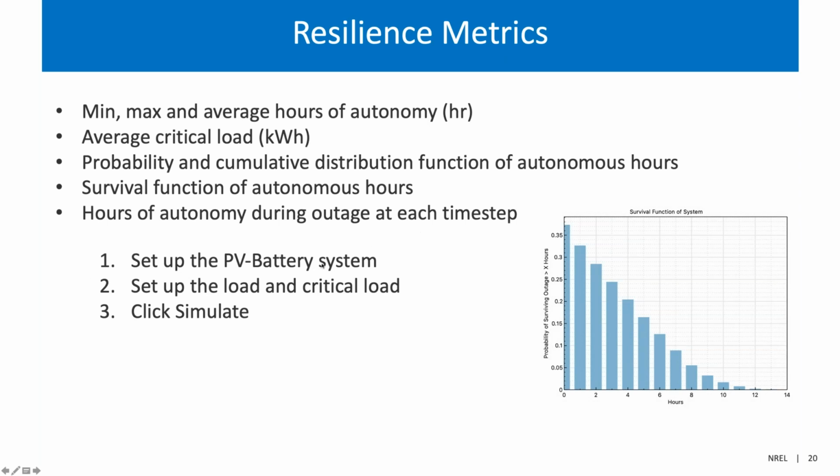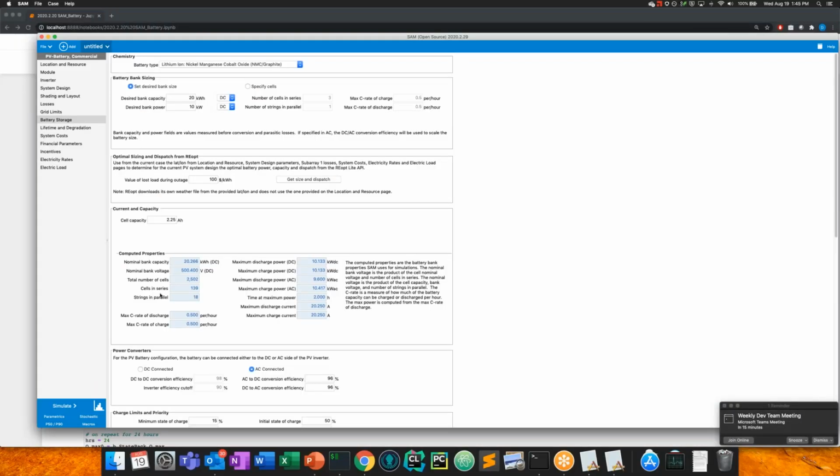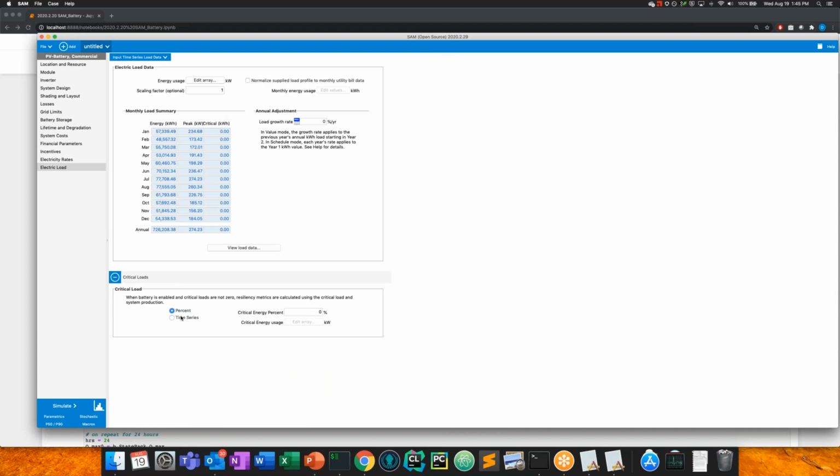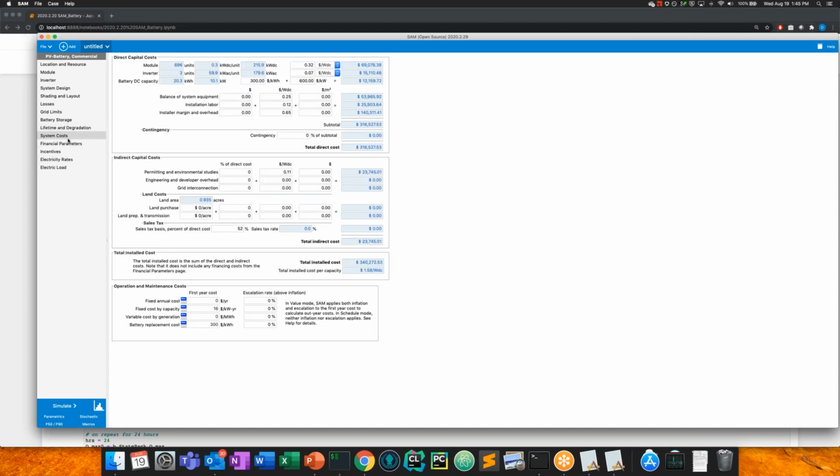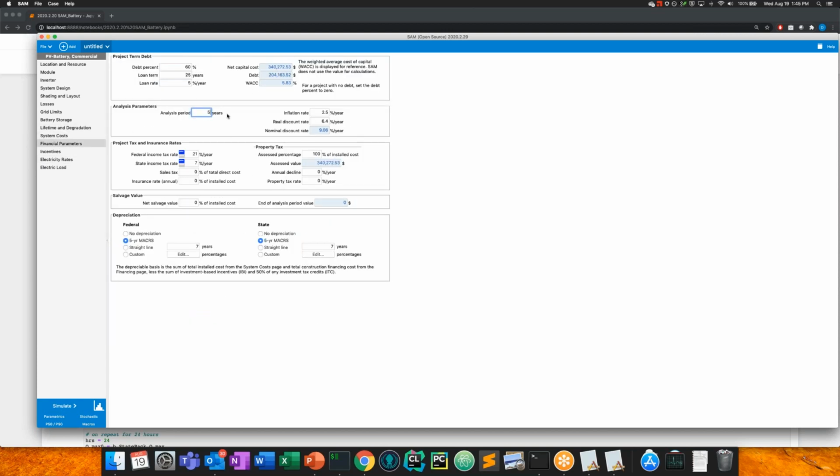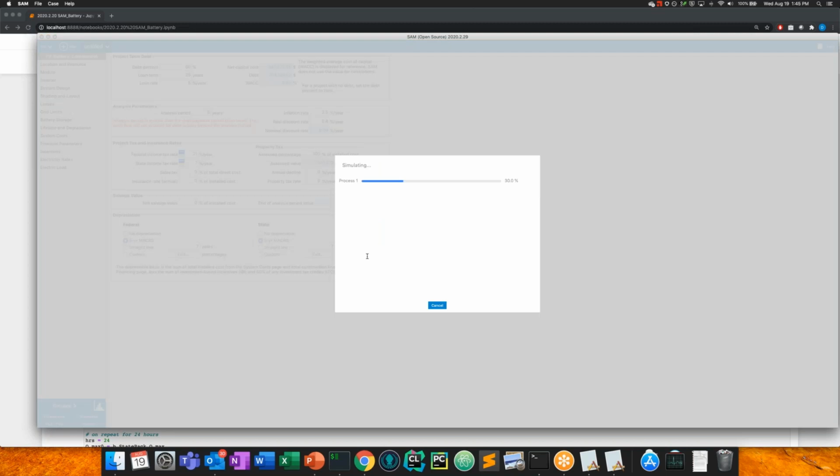So we'll set up a PV battery system, set up the load and critical load, and then click Simulate to see these metrics. So to use this feature, I have to turn on the critical load drop down. I'm just going to specify a critical energy %. And then I will also reduce our analysis period to 5 years just for faster simulation.